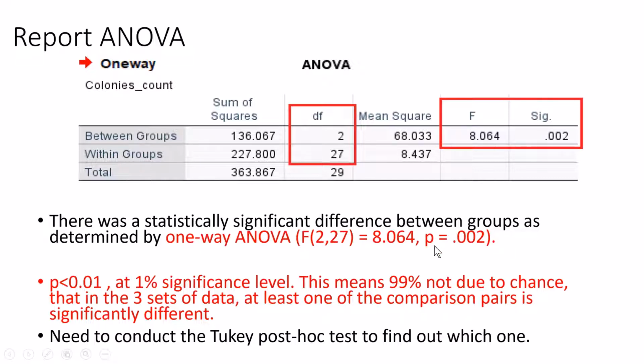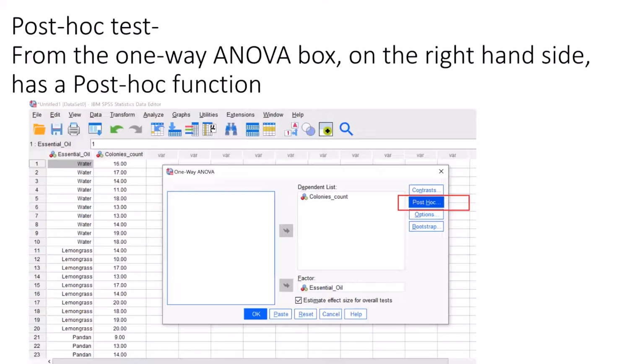0.002. Now this one is actually smaller than 0.01, so that means that at the 1% significance level, at 99%, it is not due to chance that, amongst the three sets of data, at least one of the comparison pairs is significantly different. So therefore, we need to find out which comparison pair is significantly different. So we run the Tukey post-hoc test to find out which one.